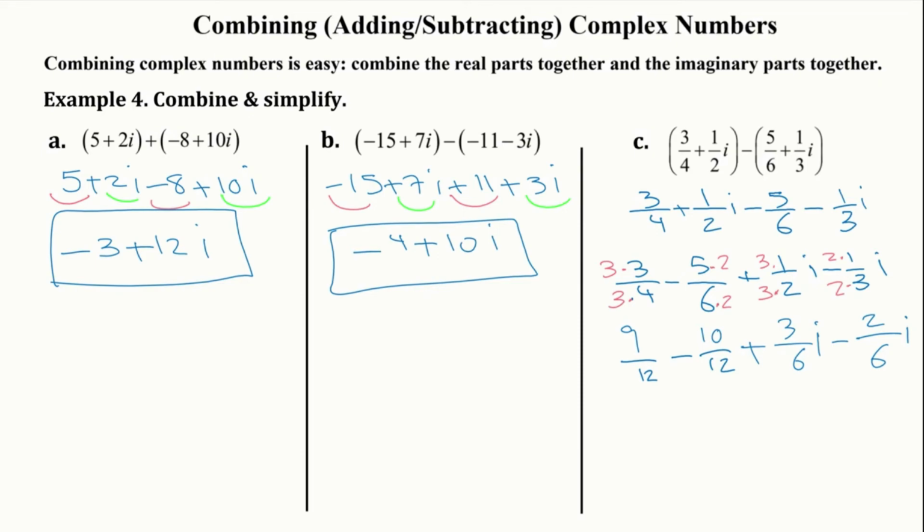So combining these two will give me negative 1/12. Combining these two will give me 3 minus 2, which is 1. So negative 1/12 plus 1/6 i. And notice that that answer is in standard complex form. That's it. It's as simple as it is when it comes to combining complex numbers.